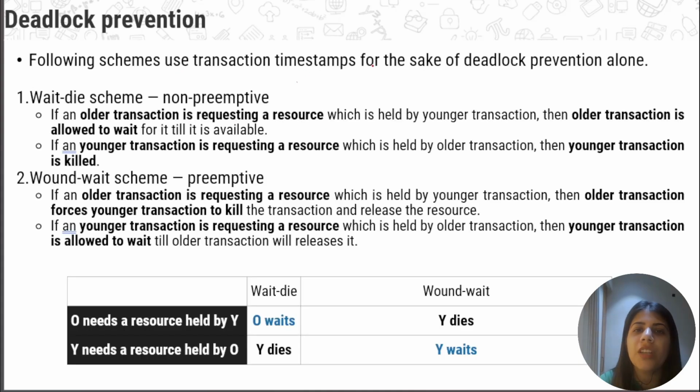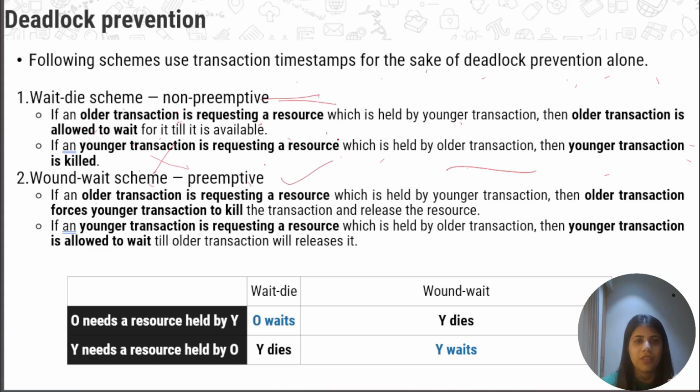The following schemes use transaction timestamps for the sake of deadlock prevention alone. The first one is the wait-die scheme, which is non-preemptive, which means you cannot preempt it. If an older transaction, which means the transaction which has come first, is requesting a resource which is held by a younger transaction, which has come later, then the older transaction is allowed to wait for it till it is available. If a younger transaction is requesting, vice versa, a resource which is held by the older transaction, then the younger transaction is killed.